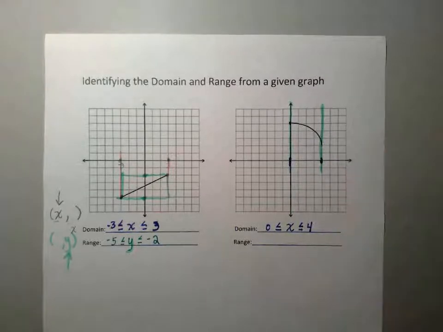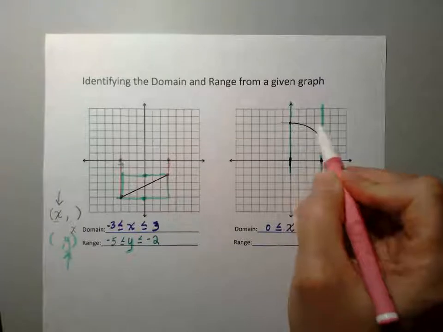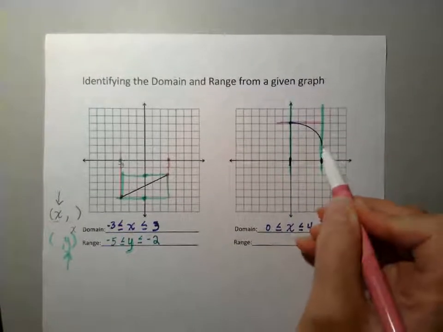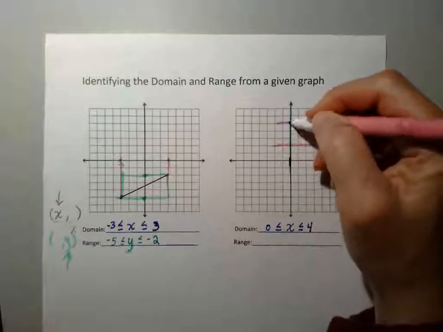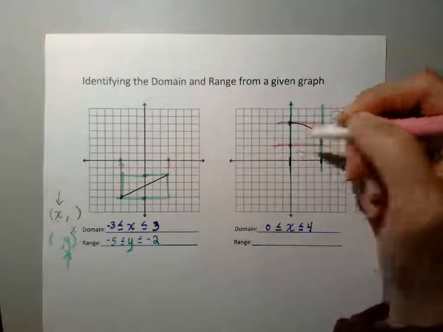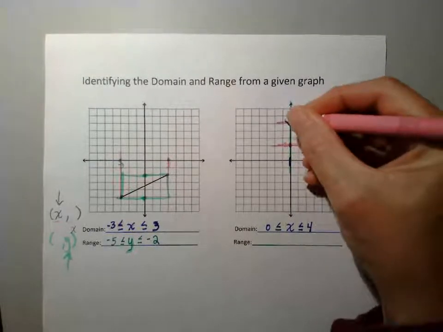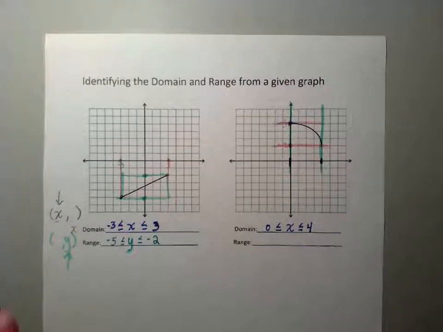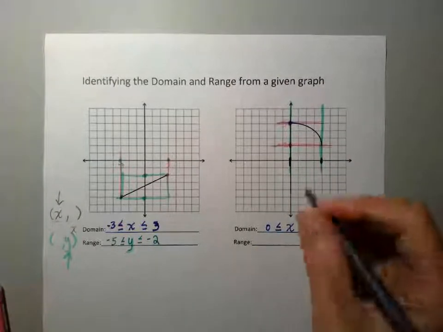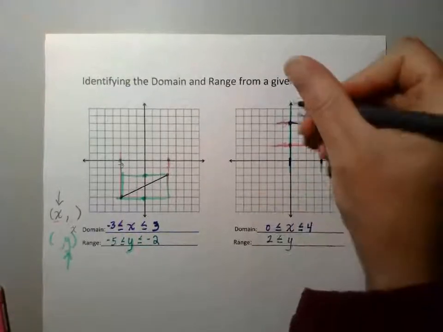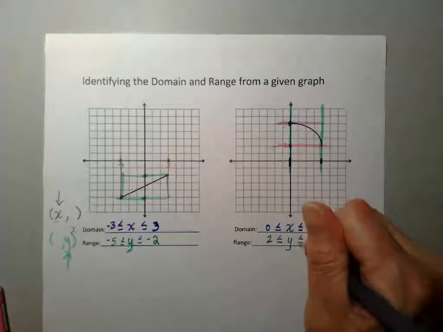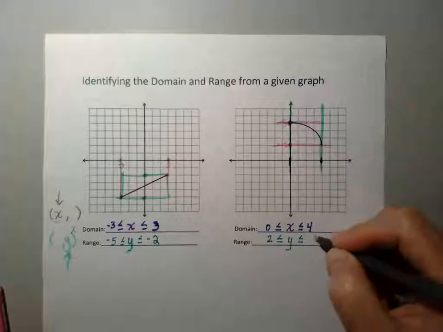Now the range, I'm looking at the Y values. So I'm going to get this, and my Y values are from here all the way to there. So all my Y coordinates are only in between this value and this value, and it happens to be 2 and 5. So when I go to write that one, I want all the y's that are greater than or equal to 2, but then less than or equal to 5.